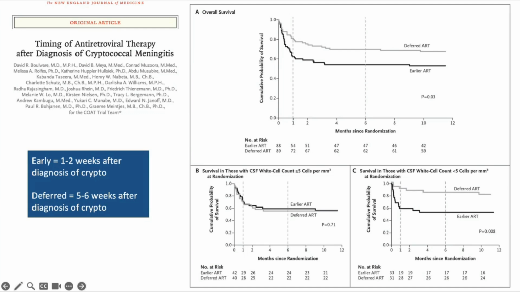And this was especially pronounced when they stratified it by the people's CSF white cell count. So in people who started with a super low white cell count, less than 5, those were the ones who really saw more harm with the early ART. They were just so immunosuppressed to start.